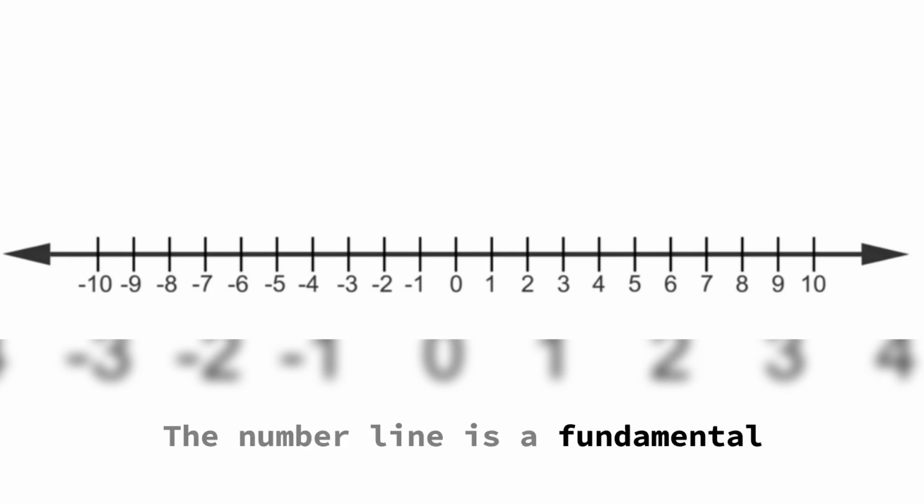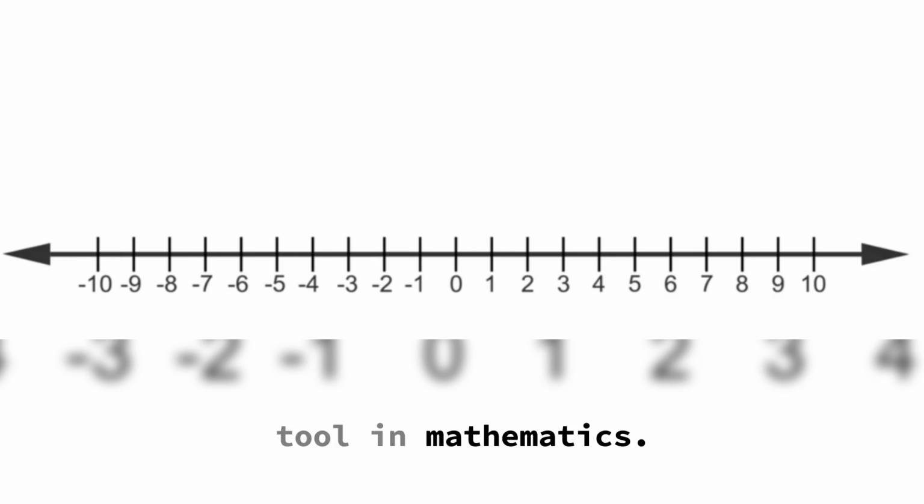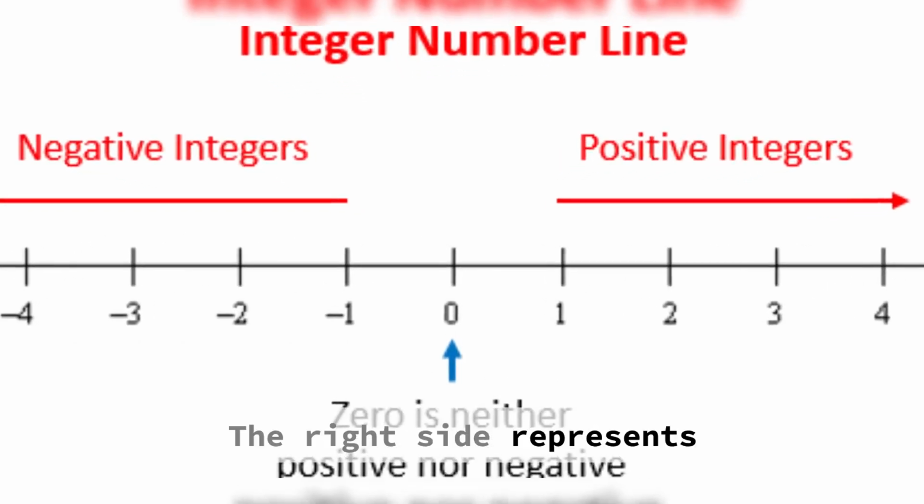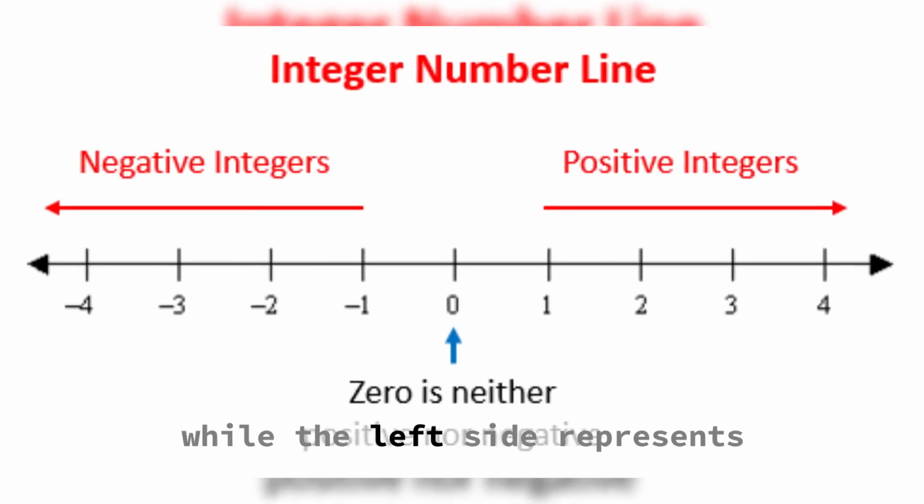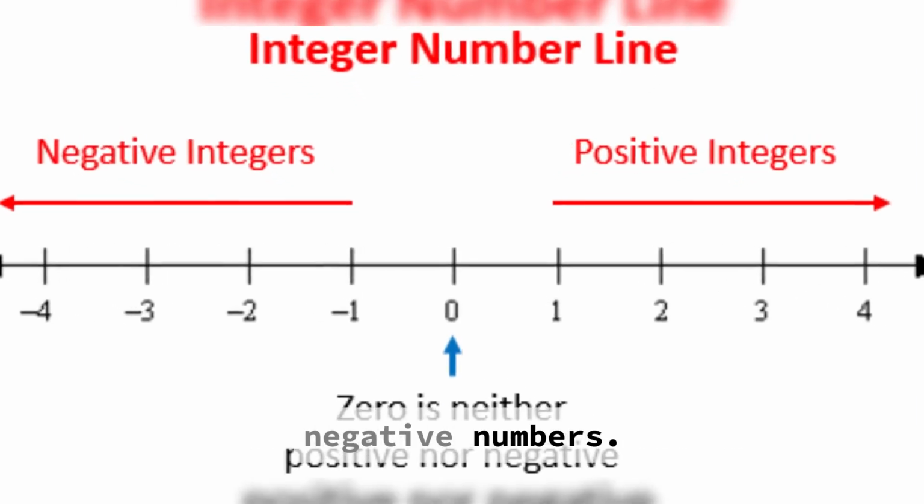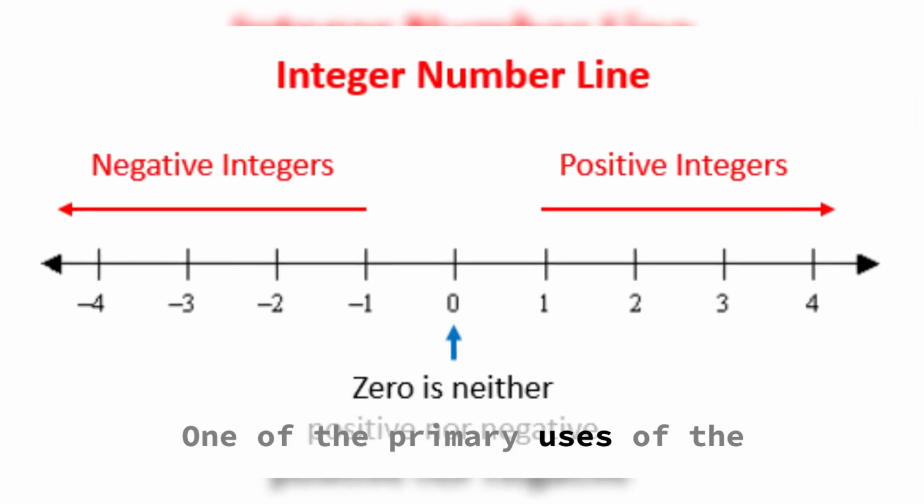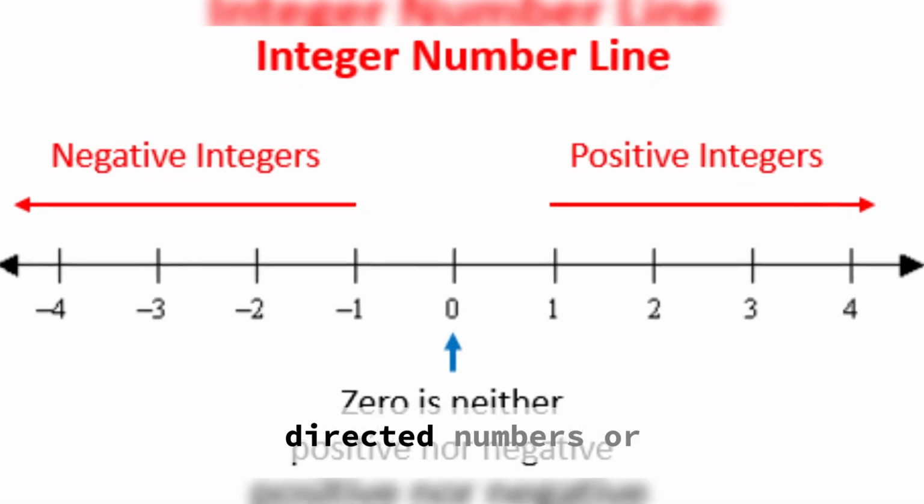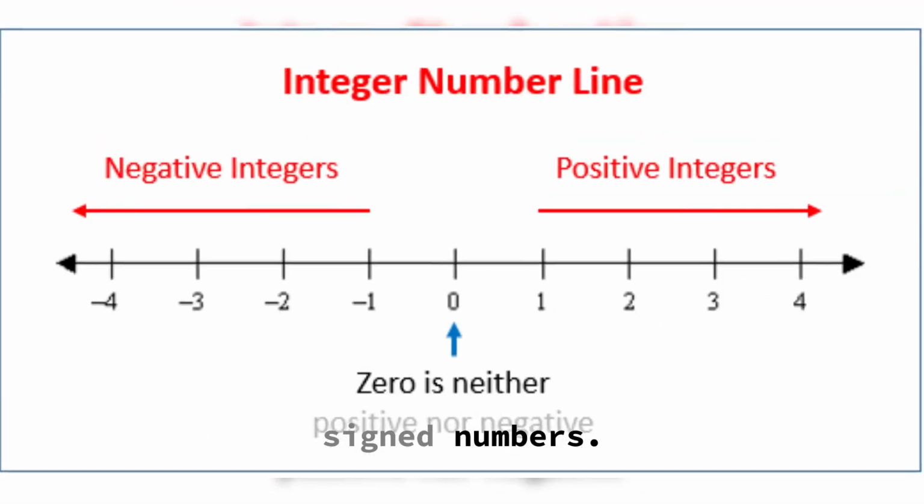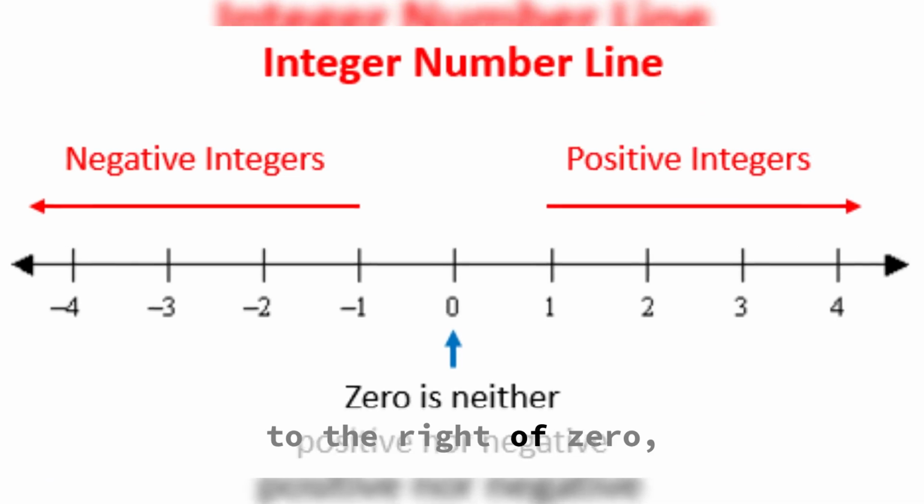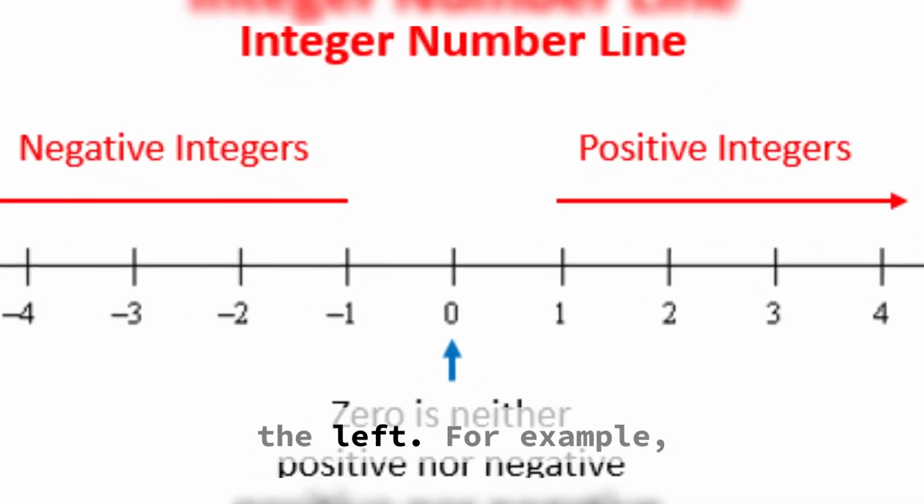The number line is a fundamental tool in mathematics. It's a visual representation of numbers, with zero at the center and numbers extending infinitely in both directions. The right side represents positive numbers, while the left side represents negative numbers. One of the primary uses of the number line is to represent directed numbers or signed numbers. Positive numbers are plotted to the right of zero, and negative numbers to the left.